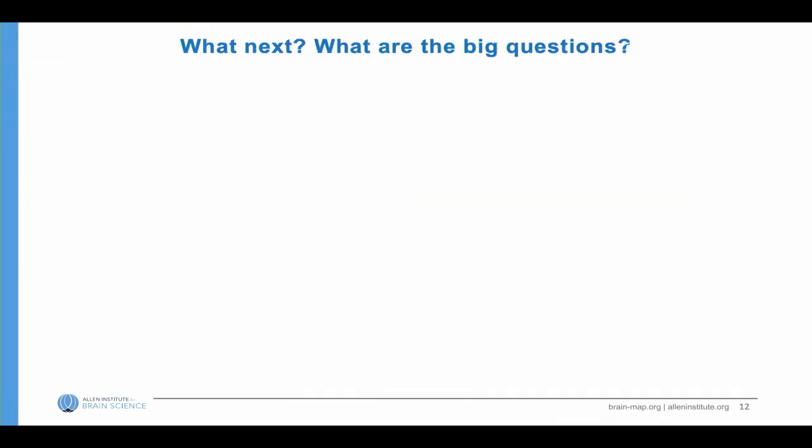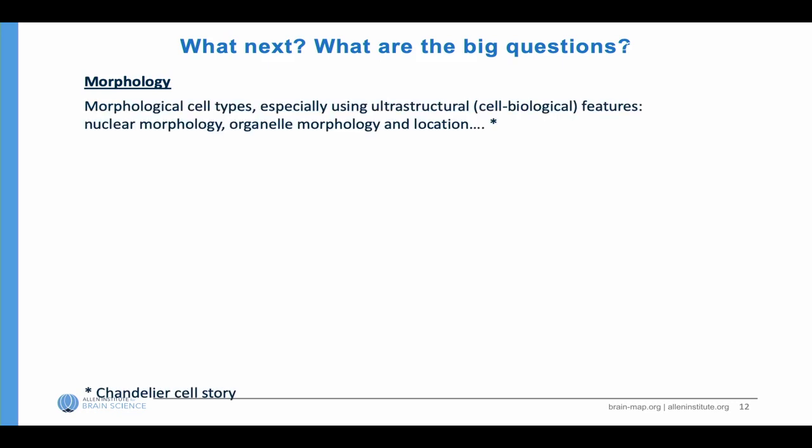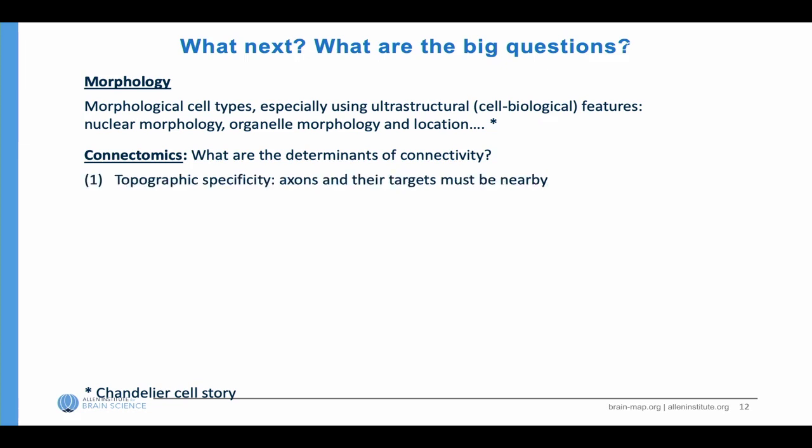Enough introduction. What are the big questions? Why do we do this? What next? Well, first, anatomy, morphology. What are the morphological cell types, especially using ultrastructural, cell biological features such as nuclear morphology, organelle morphology, and location? I have an asterisk for all the types of data that feed into the chandelier story that you heard yesterday. Connectomics, what are the determinants of connectivity? There's topographic specificity. You heard yesterday, if a neuron isn't in the neighborhood, it can't be connected. That's important to know and use as a control.